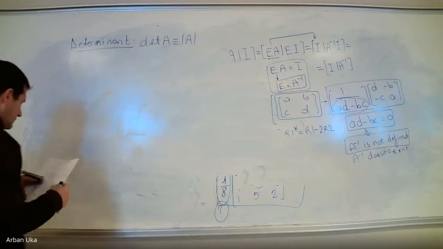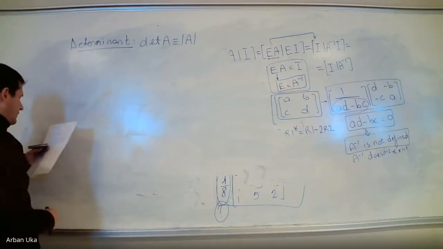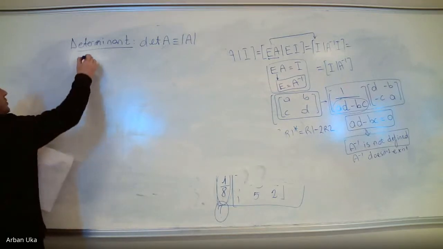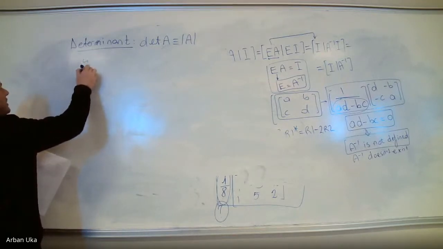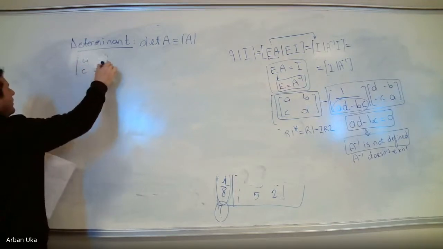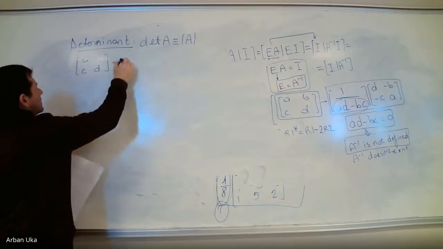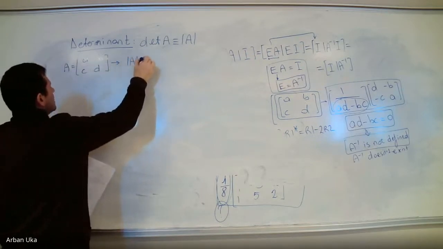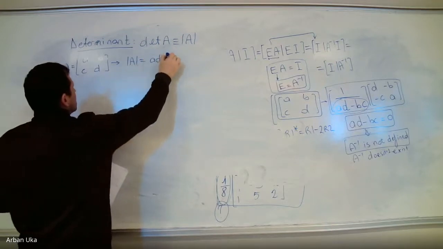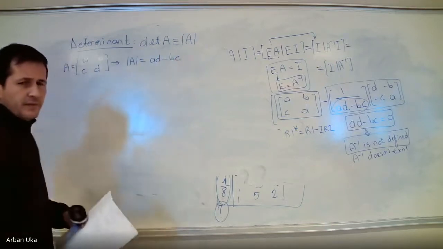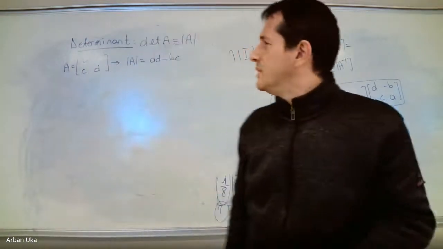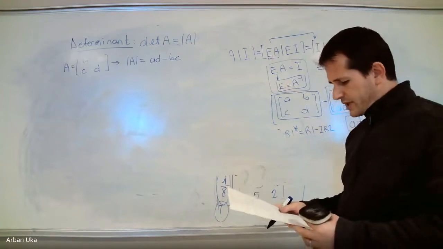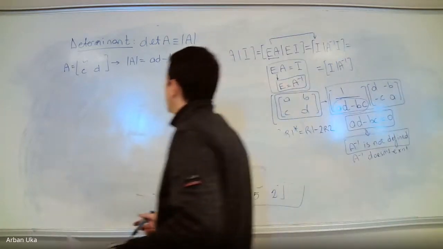But before we do this, it's always good to have a definition. So for any matrix which looks like this, A, B, C, D, the determinant of A is equal to AD minus BC. This is how we define the determinant for a 2 by 2 matrix. For a larger matrix, let's assume that we have a matrix which looks like this.